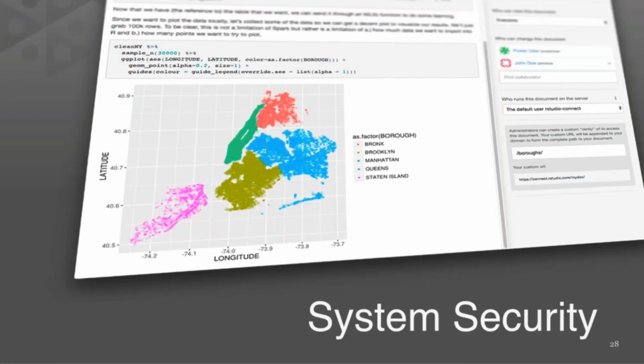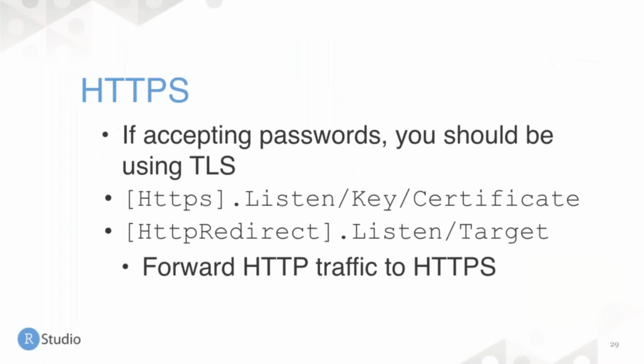All right, so then moving on to the last section here around system security and some of the considerations that you should be aware of from a security standpoint. First of all, as I suspect most of us know, HTTPS is very important. If you're accepting usernames and passwords through your system, then you should almost certainly be using TLS encryption or HTTPS. This is pretty simple to define.